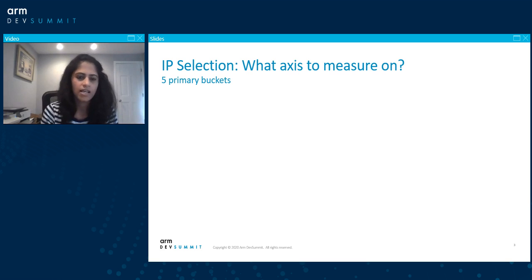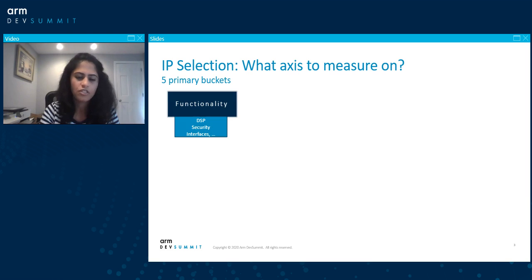So what does IP selection typically entail? We've broken up the process, talking to customers and getting their feedback, into 5 primary buckets. The first one is really functionality. Now, does the ARM IP have certain features like a DSP or security features that are required for their project? Does it have the right interfaces that are compatible with a list of other IP that they've decided to use on their SoC design?